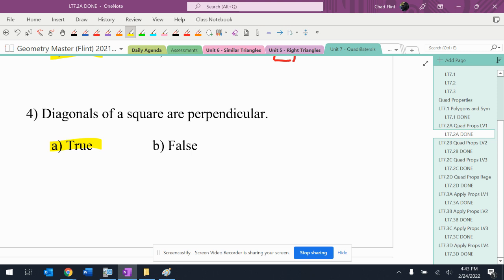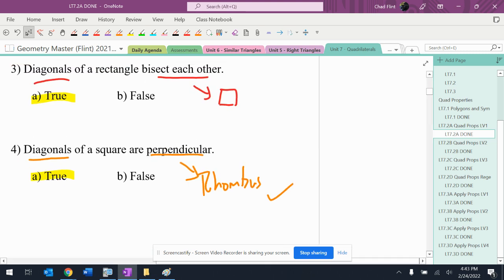But why is this true? Diagonals perpendicular, that's a rhombus property. However, a square is underneath a rhombus, so that means that is also a square property. And this is where, if you know that tree, it's helpful.